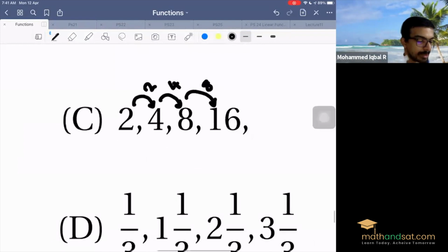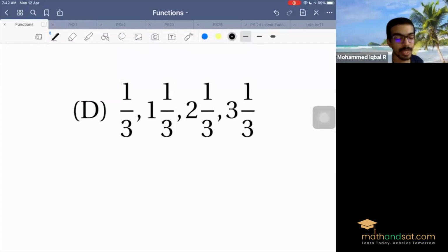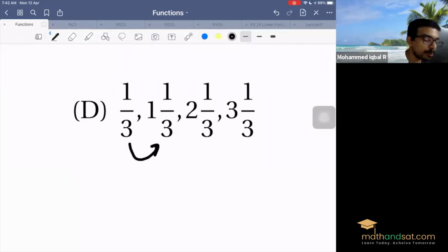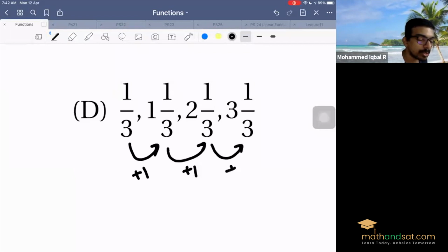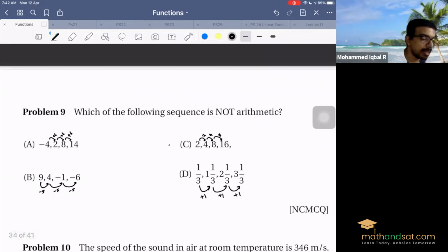Anyway, the next one: 1 over 3, 1 and 1 over 3, 2 and 1 over 3, 3 and 1 over 3. Again, obviously it's an arithmetic sequence because you keep adding 1. All right. So the question talks about the one which is not arithmetic. So the answer is C.